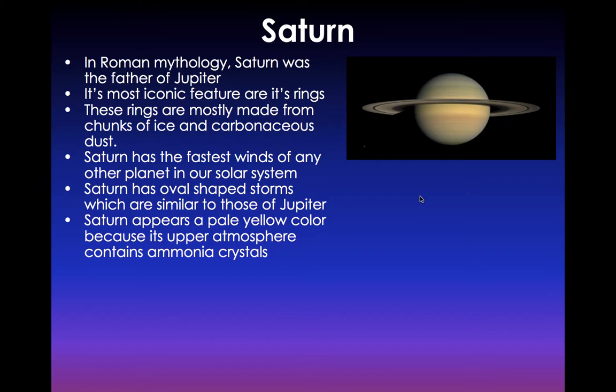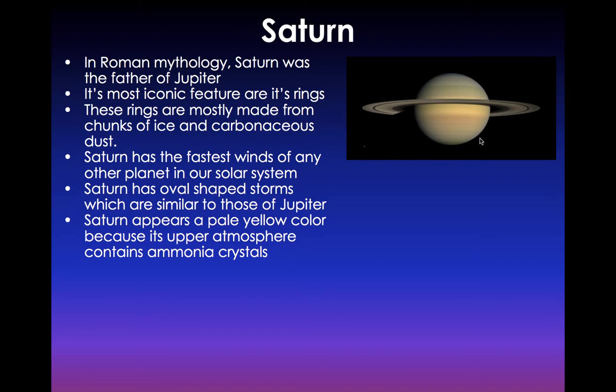All right, in Roman mythology, Saturn was the father of Jupiter, and because they're right next to each other, even though Jupiter is much bigger, in Roman mythology, Saturn is the father of Jupiter. Its most iconic feature are its rings. So you've got these rings here, and these aren't solid rings. What they are is little tiny dust particles, comet particles, some bigger rock particles, ice particles, and they're moving and revolving around Saturn, which is why it looks like this nice flat ring.